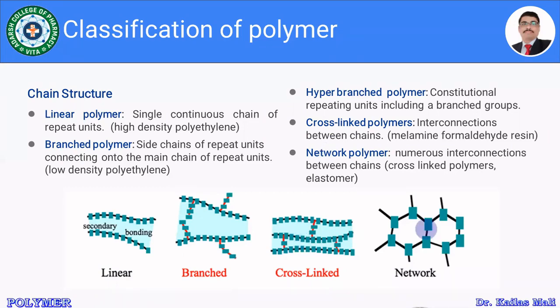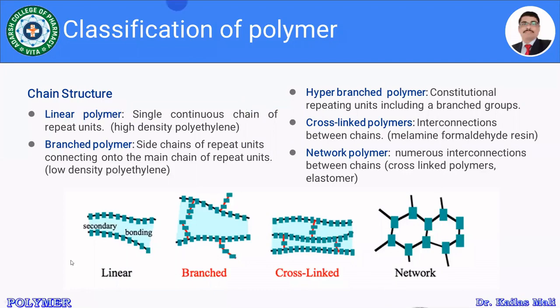Then the network polymer. For example, the cross-linked polymers or the elastomers are the best examples of the network polymer. There are numerous interconnections between the chains. So these are the chains, and there are so many interconnections present over there, then it is said to be the network polymer. That is, in the case of network polymer, numerous interconnections between the chains are present. And the examples are the cross-linked polymers or the elastomers.